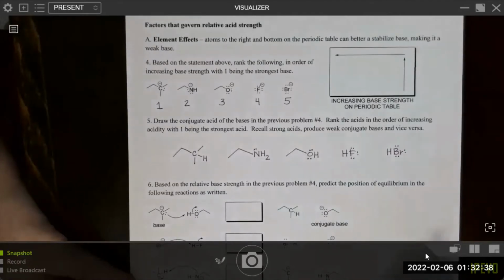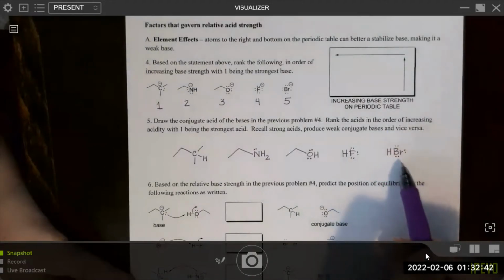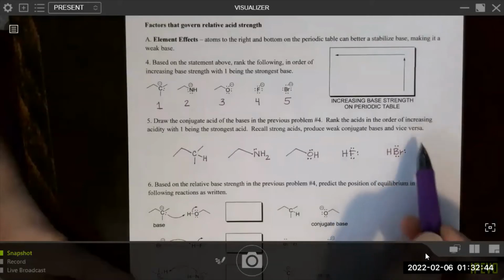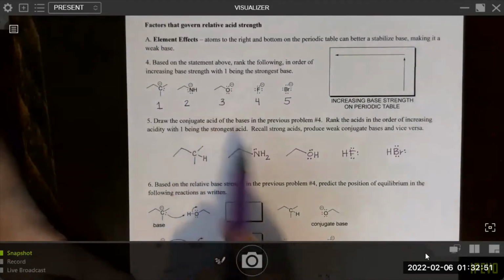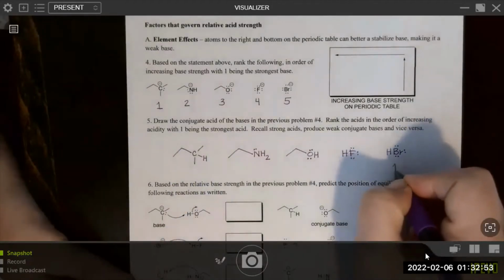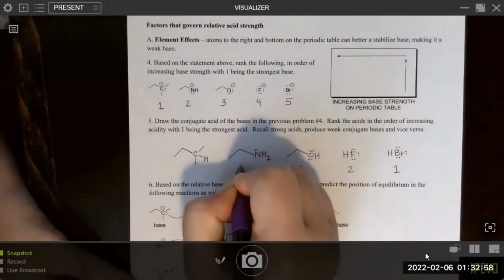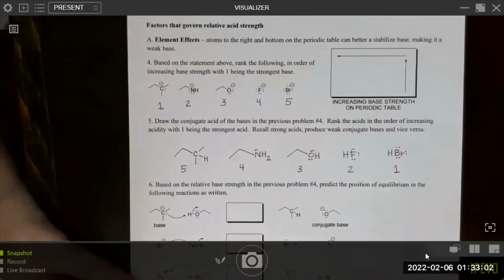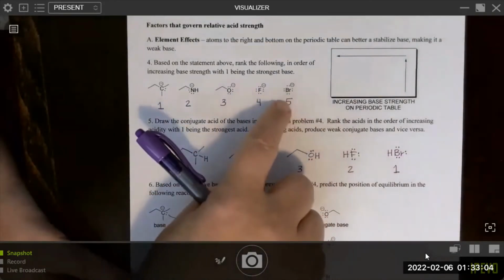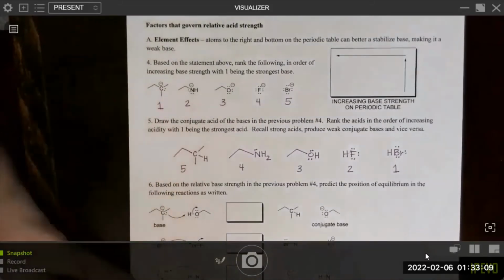So if you actually looked at the previous page, you might remember that HBr is a strong acid. That actually makes sense because we predicted bromide to be the weakest base. So it's going to be inversely related, where we go in the opposite direction than we did with base strength. This is the strongest acid, so this is the weakest base. This is the weakest acid, so that's the strongest base.